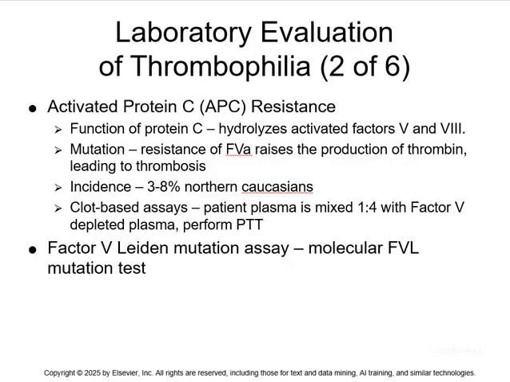So one of the things that we run into a lot is APC resistance, activated protein C resistance. Because remember, protein C is supposed to inhibit factor V and factor VIII. Now what happens if they inherited the Leiden mutation for factor V? What it will do is it will not respond to protein C. And because it does not respond to protein C, then they'll have an increased chance of clotting. So we can do mixing studies. We can actually do the factor V Leiden mutation, which is a molecular test that will determine that. That's the best way to go for that.